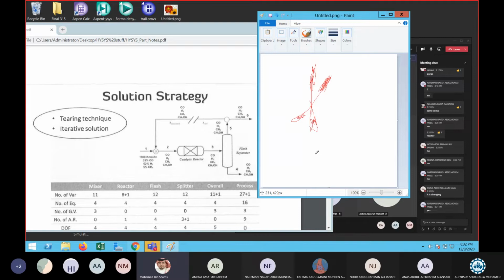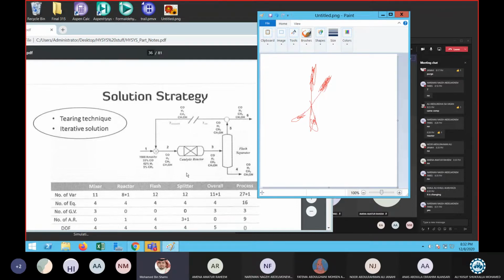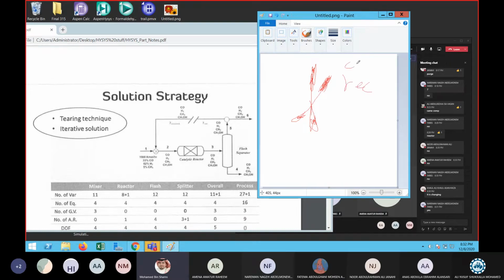And why we need the Caesar? Because we need to cut something, right? And what we are going to cut? We are going to cut one of the streams inside the recycle loop. And what is the recycle loop? That's the recycle loop.